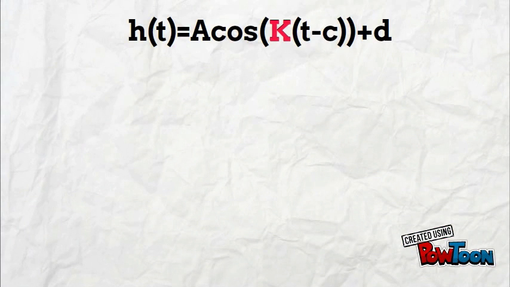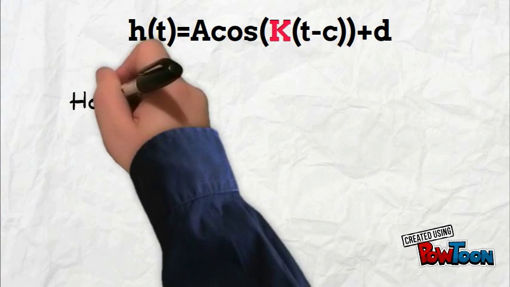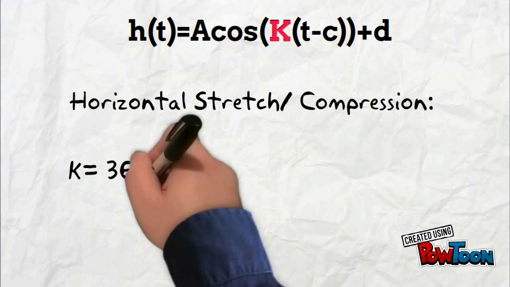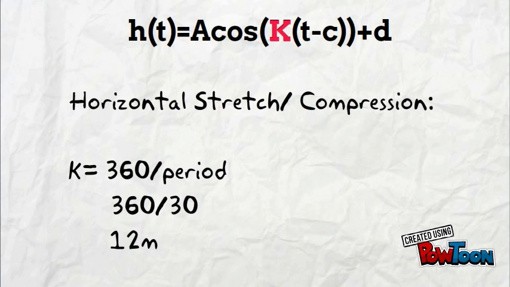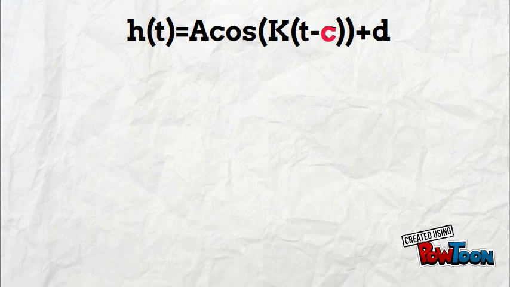The horizontal compression can be found by dividing 360 by the period. Therefore, we do 360 over 30, which equals 12. The 12 shows that the Ferris wheel's function completes a period 12 times faster than its parent function. In this scenario, there is no horizontal shift.